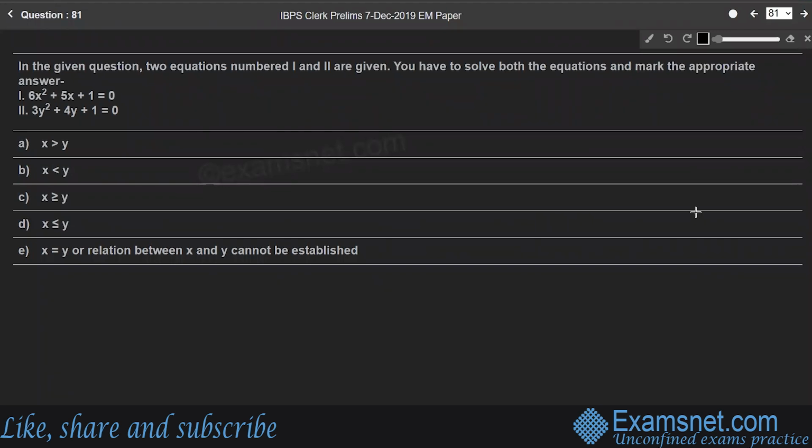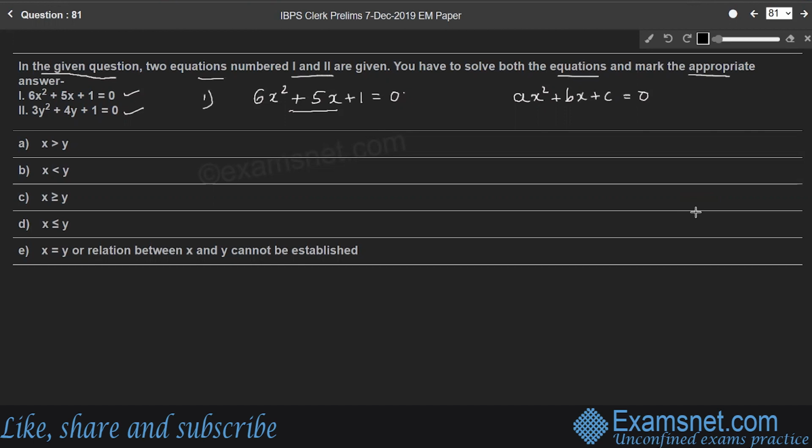Question 81. In the given question, 2 equations numbered 1 and 2 are given. You have to solve both the equations and mark the appropriate answer. Here are 2 equations. Let us solve equation number 1. 6x square plus 5x plus 1 is equal to 0. Right? So solving a quadratic equation, here 6x square plus 5x plus 1 is in the form of ax square plus bx plus c is equal to 0.